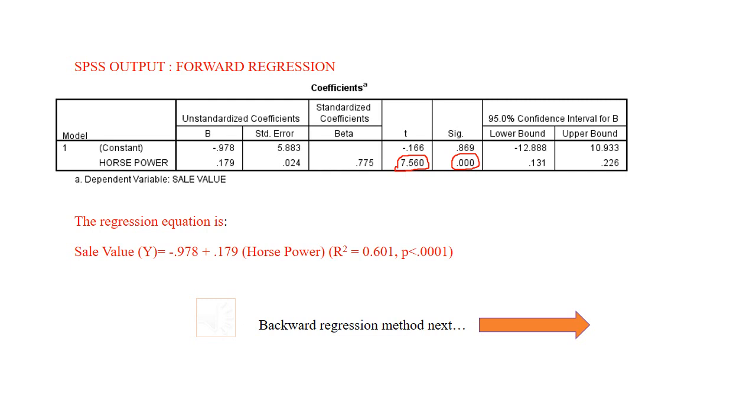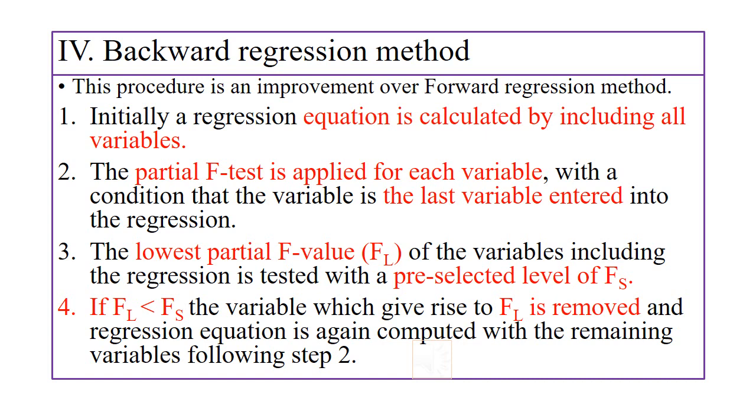Therefore horsepower is able to explain 60% of the variation in determining the sale value of the car by using the forward regression procedure. We will find out another procedure called backward regression. One of the procedures of variable entry into the regression is the backward regression method. This procedure is the improved version of the forward regression procedure which we have discussed earlier.